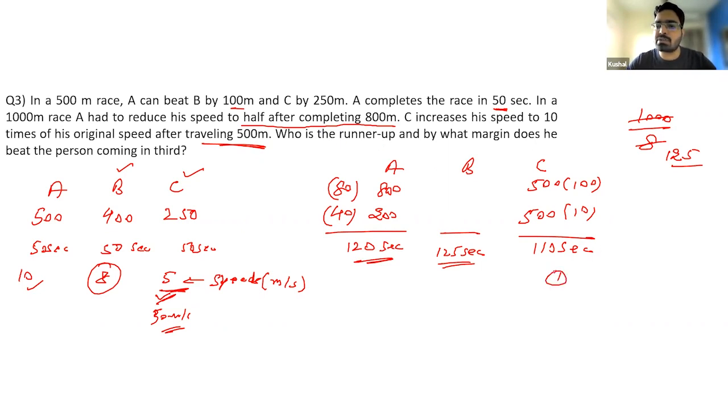So the first person would be C to complete this race. Second person will be A to complete this race. So the runner-up is A. And by what margin does he beat the person coming in third?